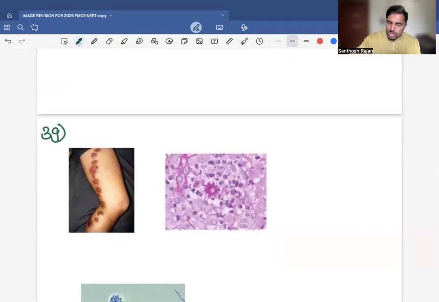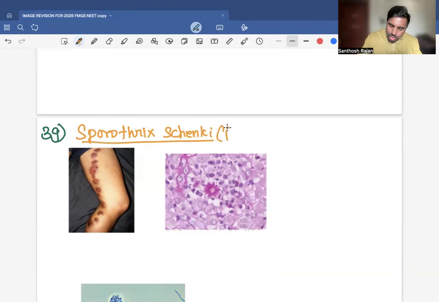Now this is a very common exam question. Usually when you see someone having a row of ulcers in the leg, you will think about what? Sporothrix schenckii. Also called rose gardener's disease. You guys are very thorough with this, I know, you've studied in many places. Rose gardener's disease. Okay.